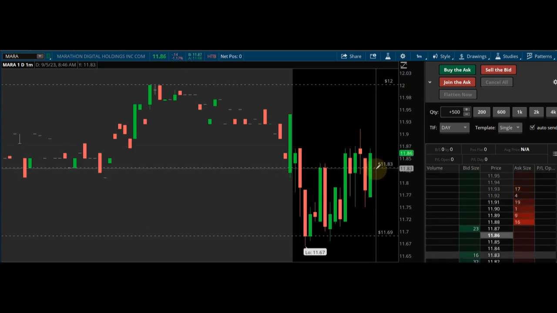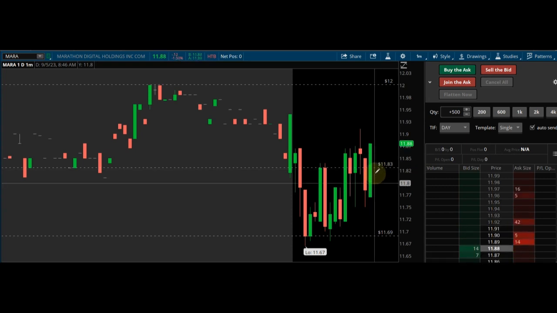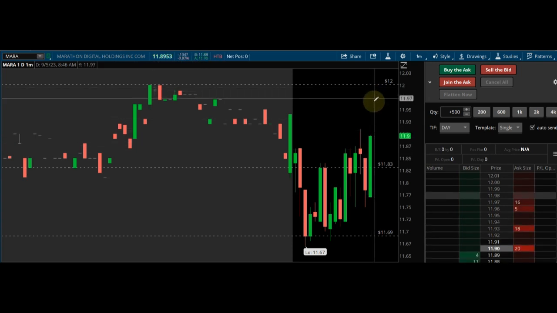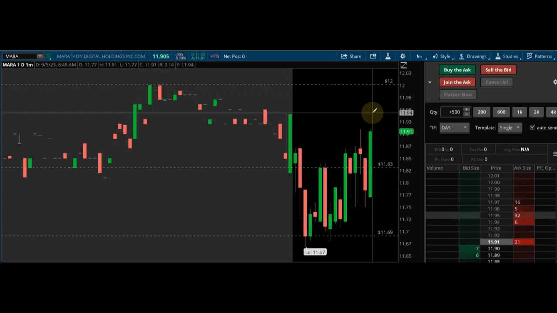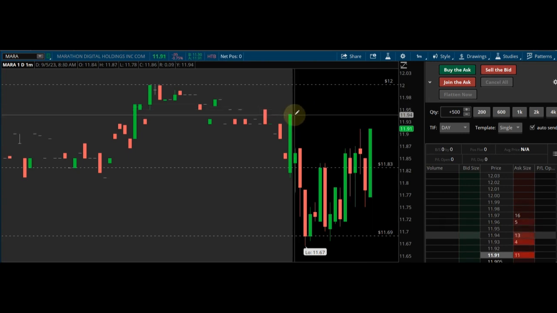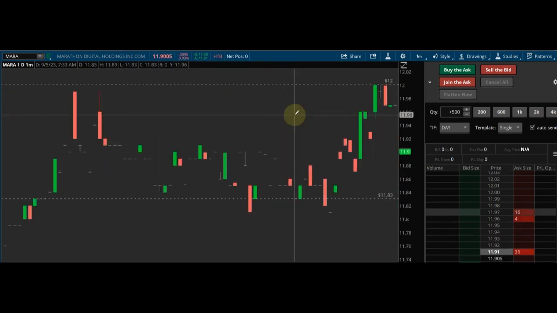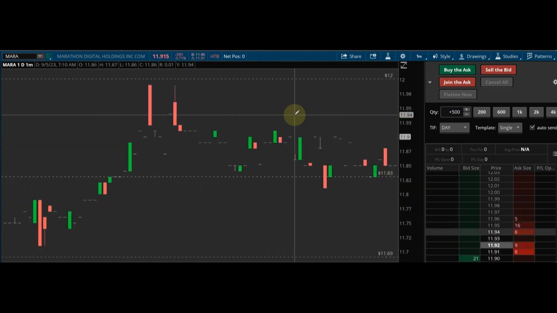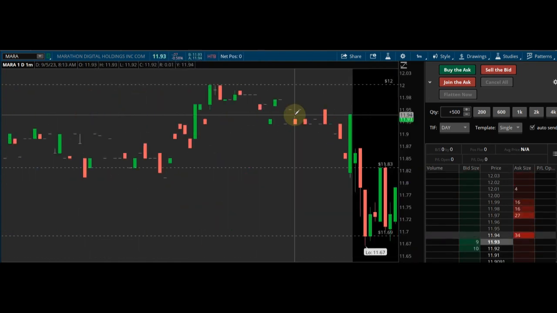The bottom of this line would be resistance. If it resisted, it would come back down, but it broke through again. Now it may head up to the next level. That level could be here at the top of this candle. I like to go back and confirm, and I don't see another price that rejected that level.